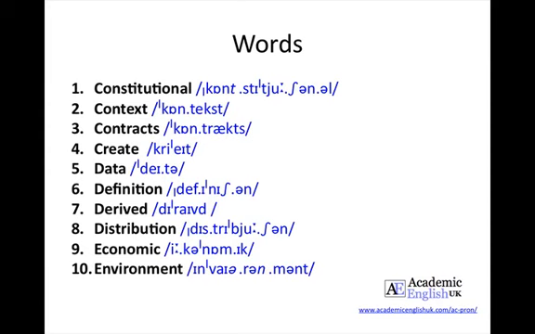Number 1, constitutional. Number 2, contexts. Number 3, contracts. Number 4, create. Number 5, data. Number 6, definition. Number 7, derived. Number 8, distribution. Number 9, economic or economic. And number 10, environment.